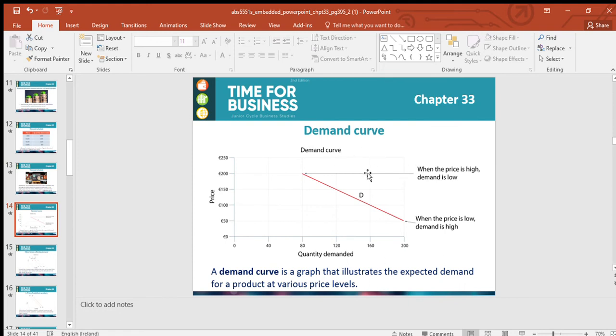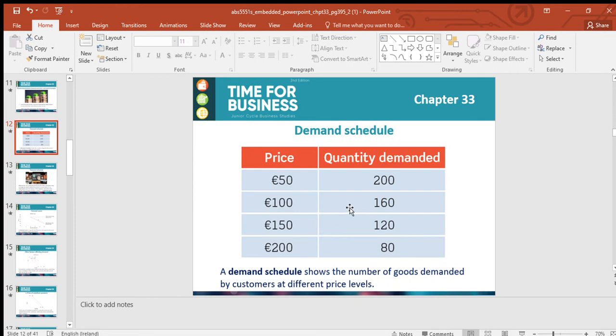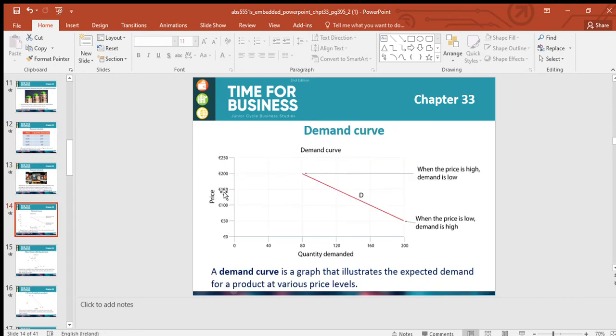This is a demand curve. So what we're going to do here is show this information on the graph. I've talked through this already. If the price is €50, 200 people want to buy the jacket. So let's think about the North Face jackets again. How can I show this on a graph? If I pop down here, we can see there's a graph. On the y-axis, we have our price. And on the x-axis down here, we have our demand.